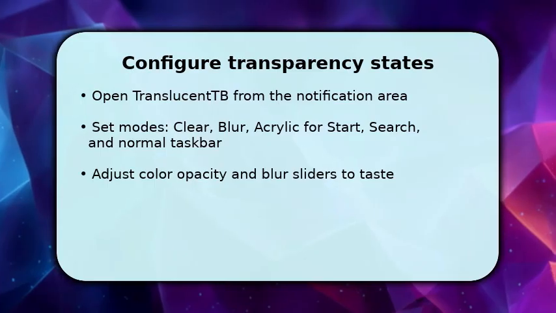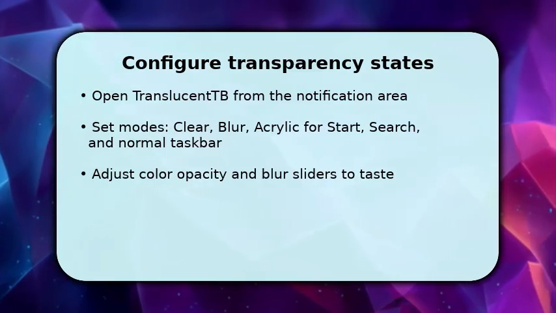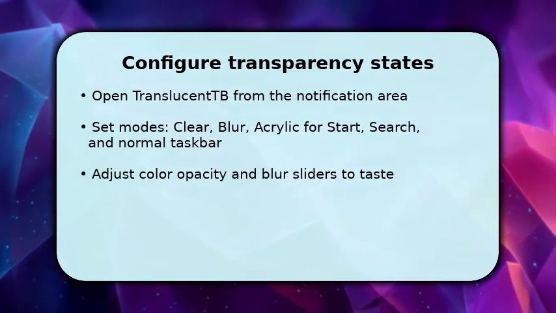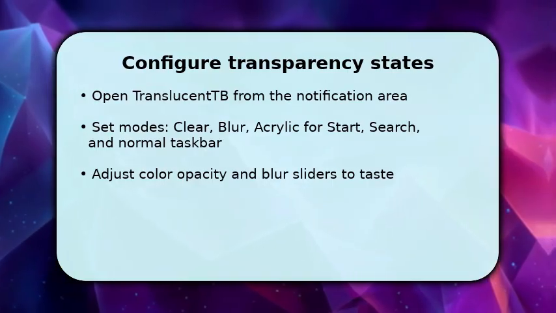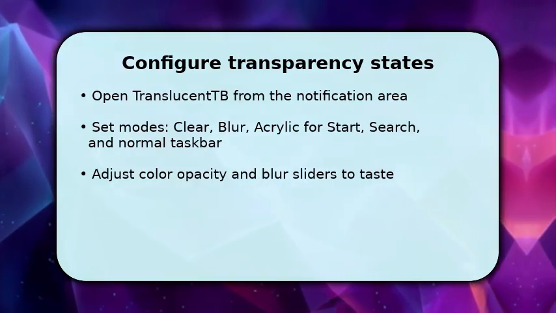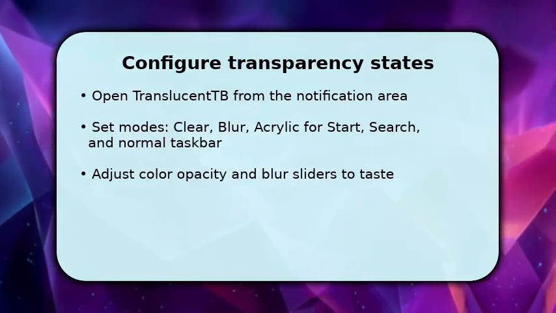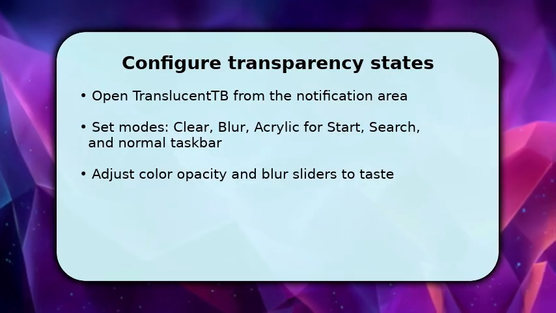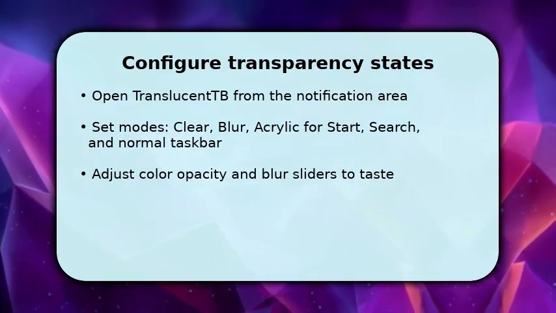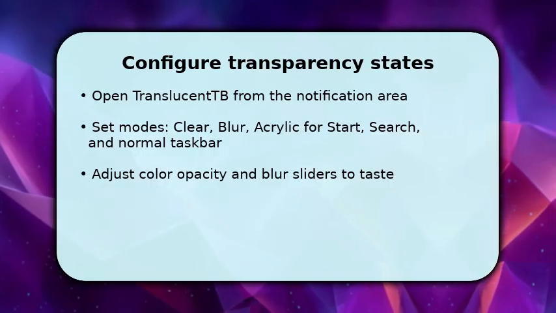You now configure the tool for each taskbar state. Open the Translucent TB menu in the tray and choose Clear or Blur for the normal taskbar, and separate settings for Start/Search and maximized windows. Adjust opacity and blur sliders so icons remain readable while the background is visible.